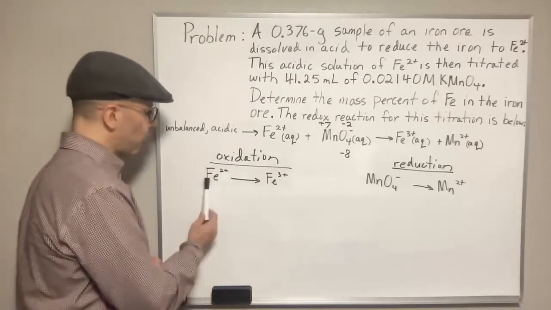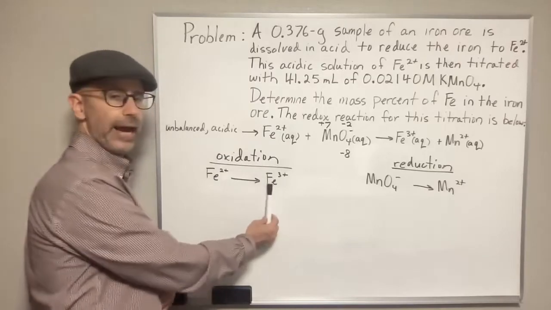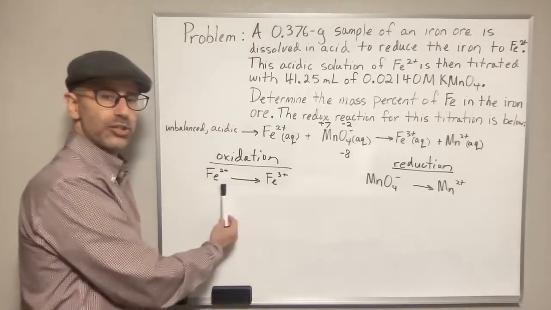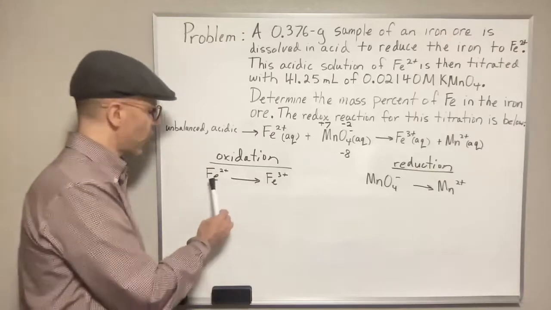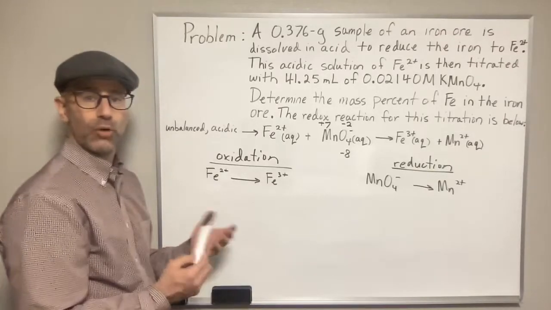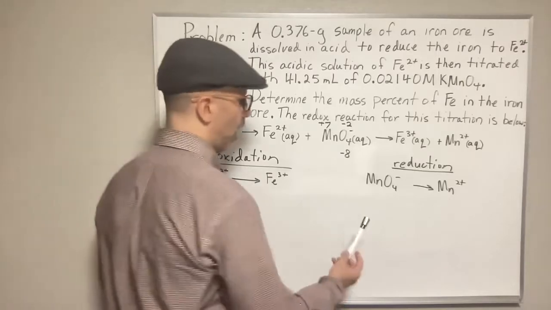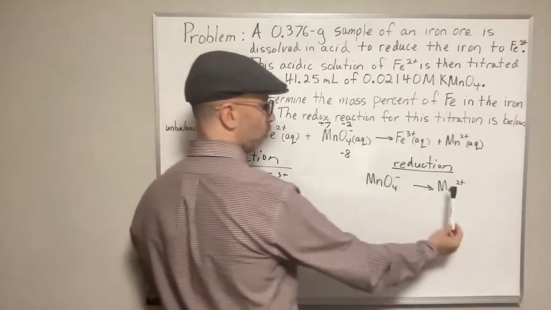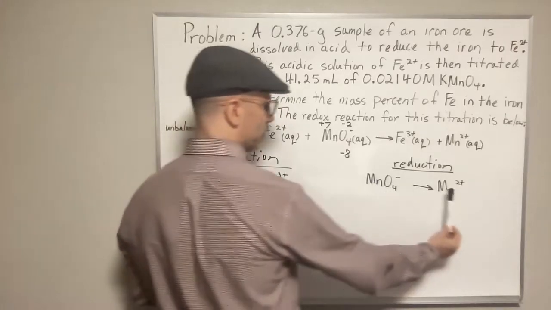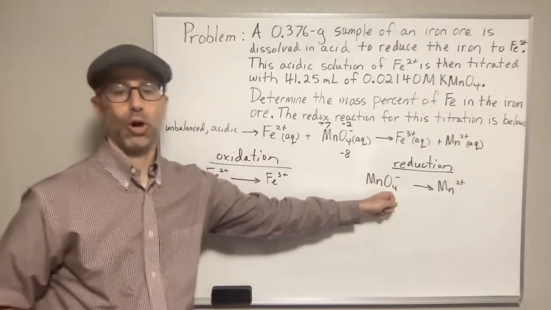Here we have one atom of iron and one atom of iron. The charges are different, but we're looking at the number of atoms, not the charge. So this is already balanced, and we don't need to do anything there. Here we have one manganese and one manganese, so that's balanced. But over here we have 4 oxygen.